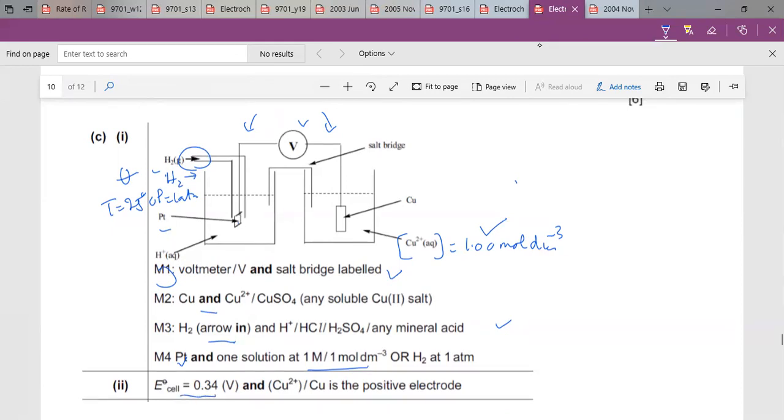Now, this, as I said, is your standard electropotential, SEP. But sometimes they ask you for the cell potential. What's the cell potential? So let me just put down here. It's called standard. By right, it's called standard electropotential, because you compare it with hydrogen.